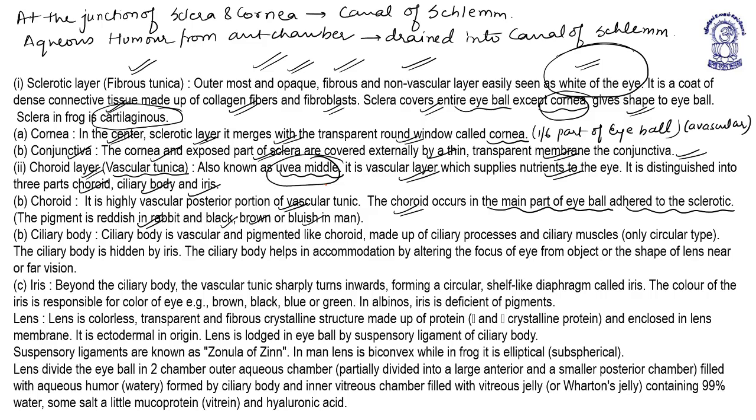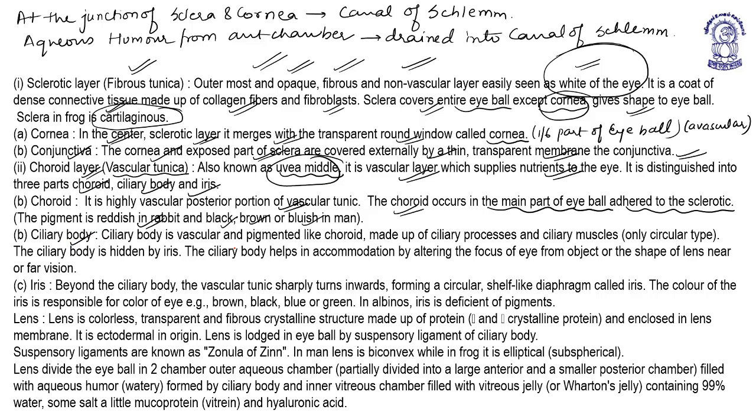The choroid lies just adjacent to sclera and contains numerous blood vessels that supply nutrients and oxygen, as we have discussed. That is why it is known as the vascular coat. It contains different pigmented cells that absorb light and prevent it from being reflected within the eyeball.